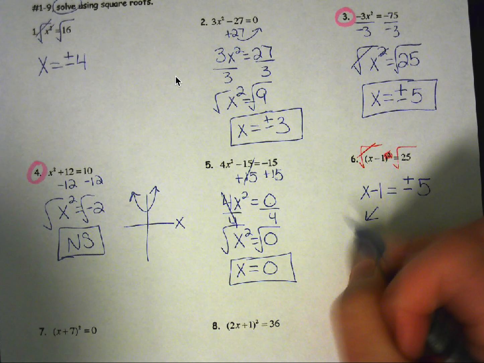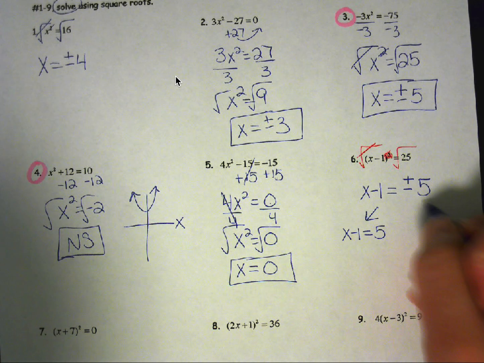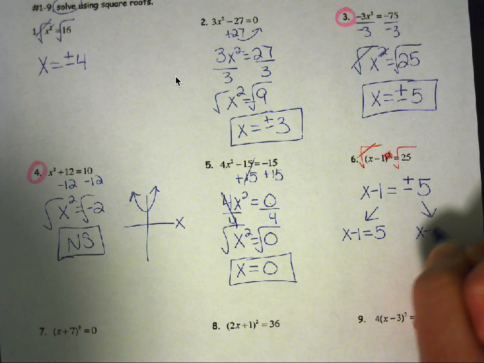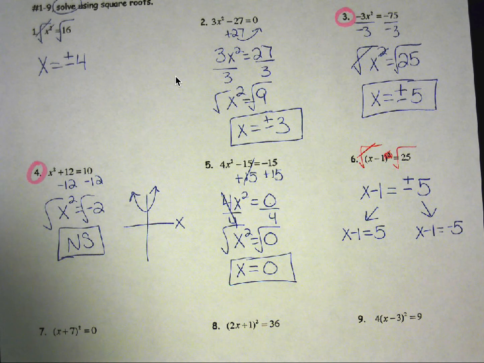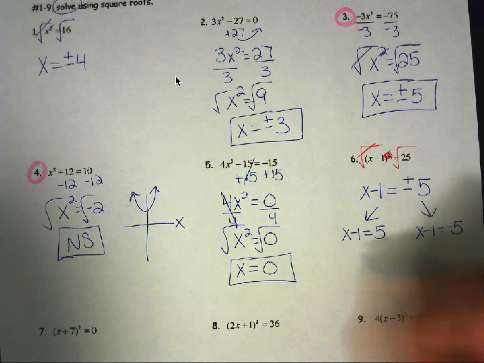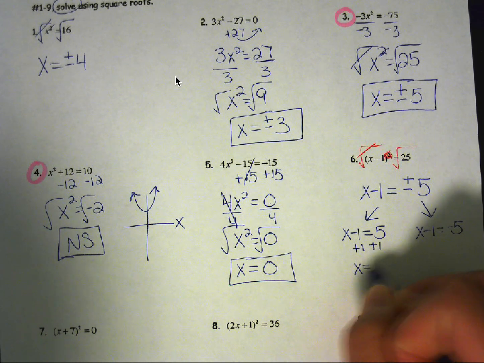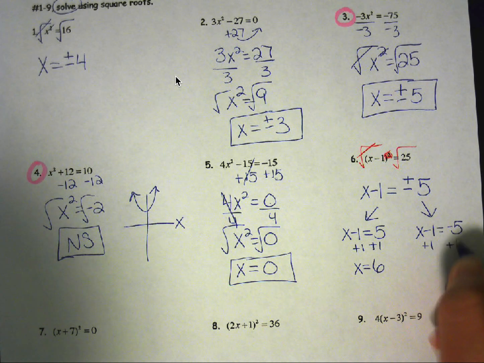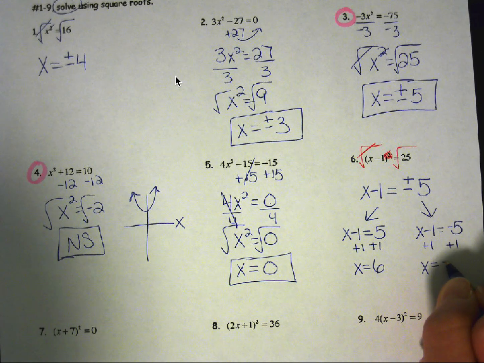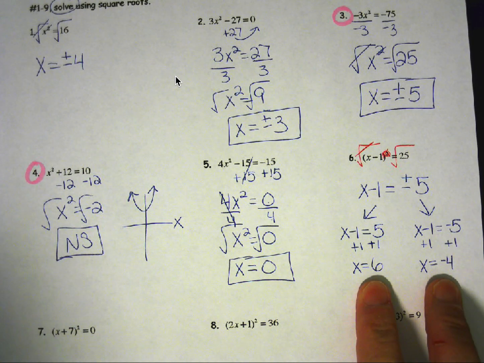This is going to be an x minus 1 equaling a positive 5. And this is going to be x minus 1 equaling a negative 5. And then now you would just solve these. So you would move the 1 over. So we get x to be 6. We're going to move the 1 over. And we get x to be negative 4. Notice how my answer is not plus or minus. Do you see how they're totally different numbers?